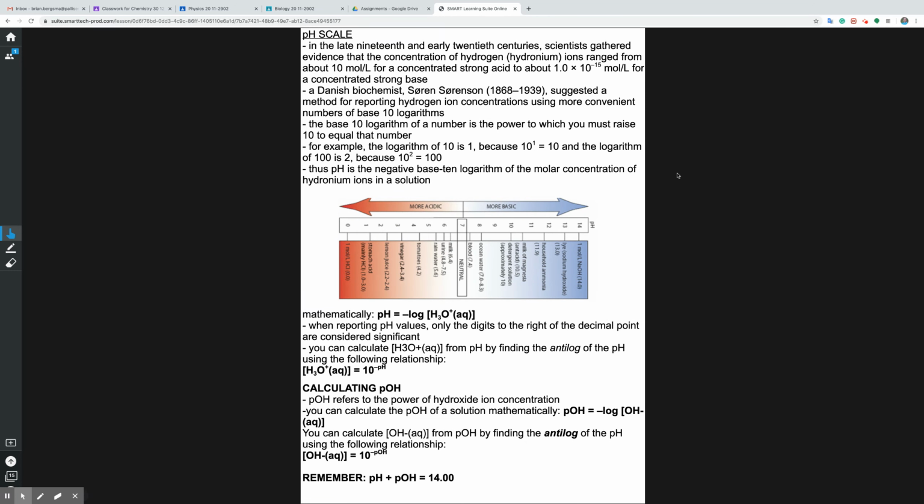Okay, the pH scale. So a lot of this we talked about last year. So again, the pH scale is built on the logarithmic scale. Base 10 logs is really how we do it.